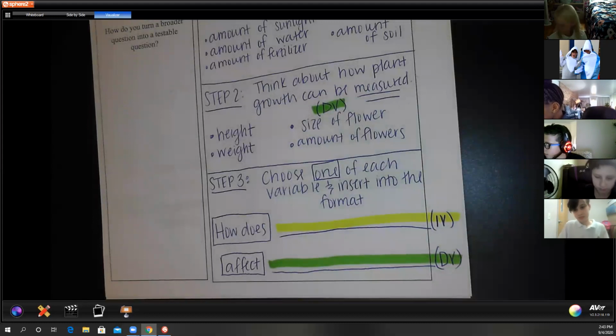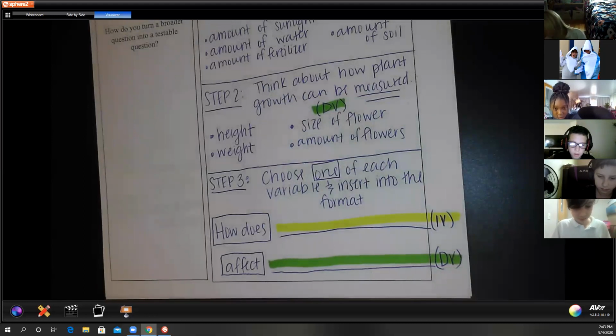Does anybody in class need some guidance? Okay. All right, very good. So, one of these. Okay. I want you to put it in this blank. And then pick one of these. Perfect. And that goes in this blank. And you just come up with a testable question. Does anybody else need some guidance?